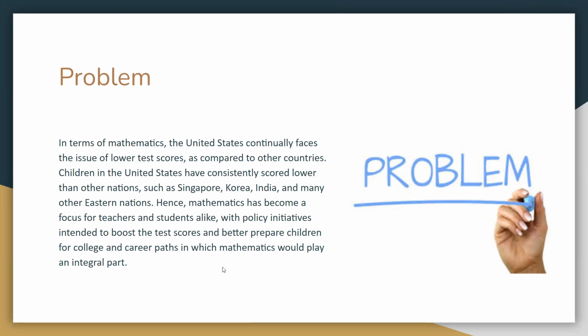For this year's problem, we decided to tackle the problem of mathematics illiteracy in the United States. Throughout the United States, this country continually faces the issue of lower test scores as compared to many other countries. The children in the United States have consistently scored lower than other nations such as Singapore, Korea, India, and many other Eastern nations. Hence, mathematics has become the main focus for teachers and students alike, with policy initiatives intended to boost the test scores and better prepare children for college and career paths, in which mathematics would play an integral part.